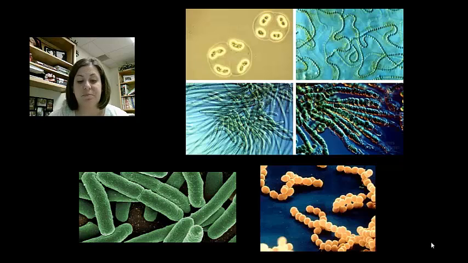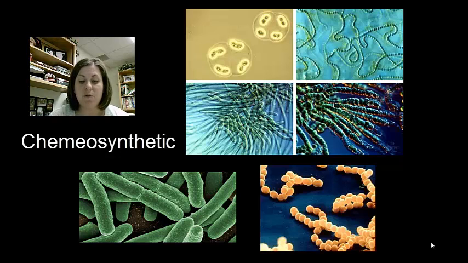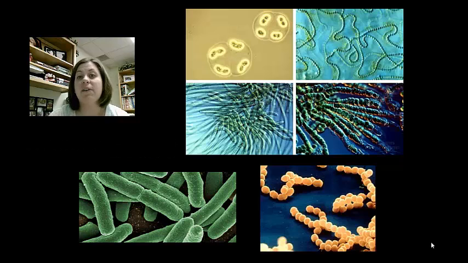Other bacteria can do what we call chemosynthesis. This means that they remove electrons from inorganic compounds for energy. These are going to be found where there's no sunlight, like the bottom of the ocean or things like that, but they still need to be able to make their own food, being autotrophic.